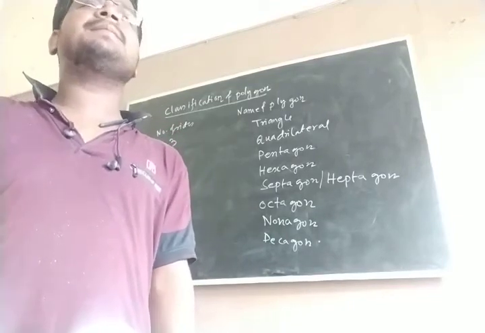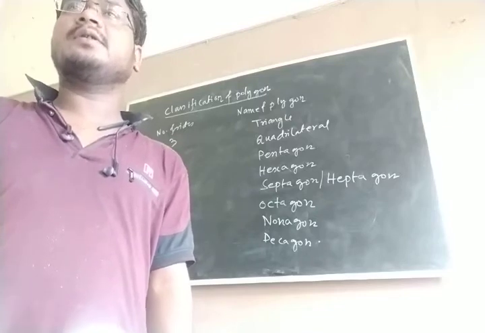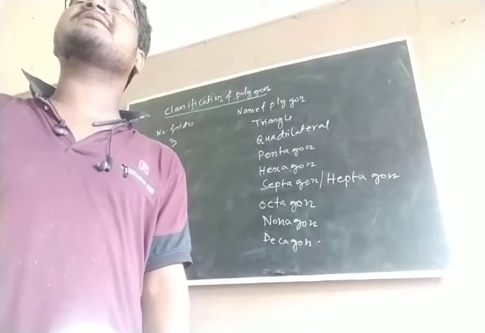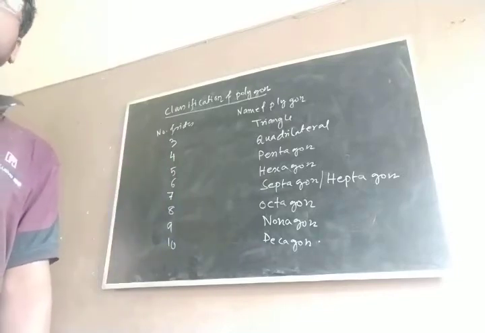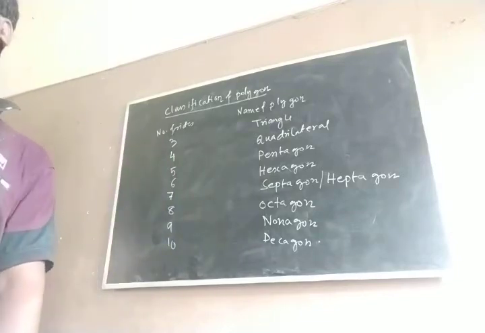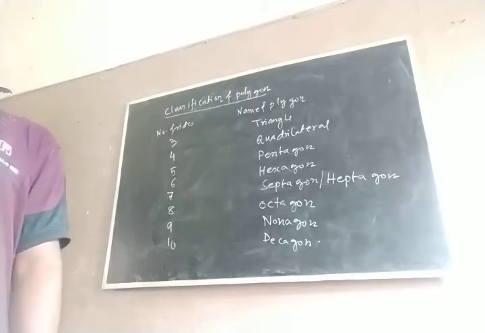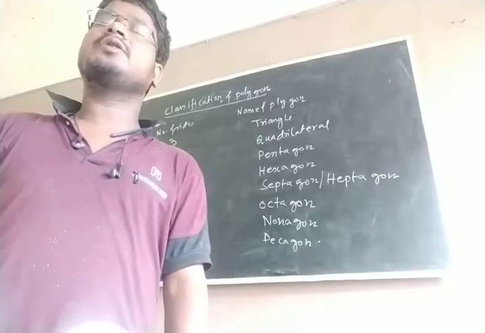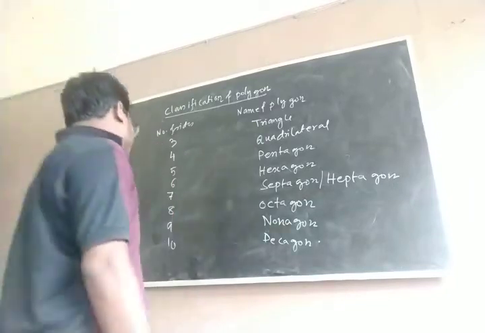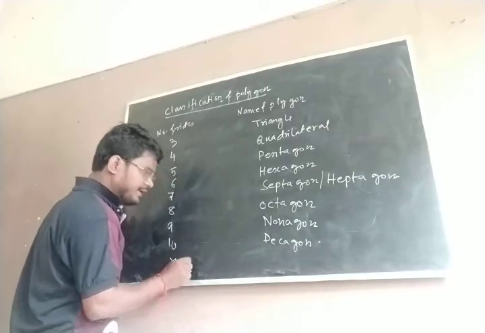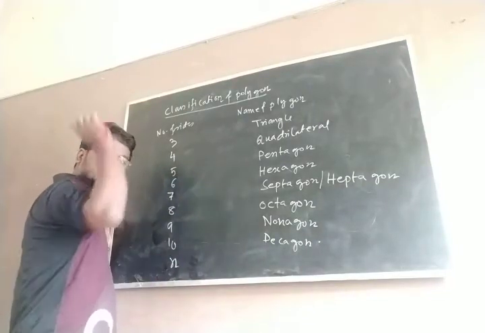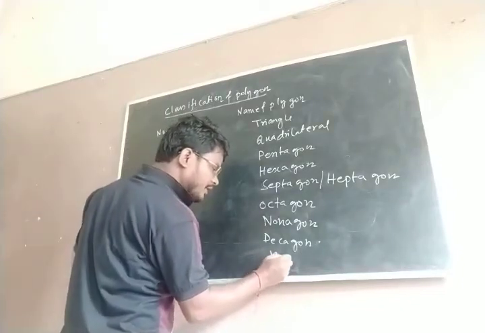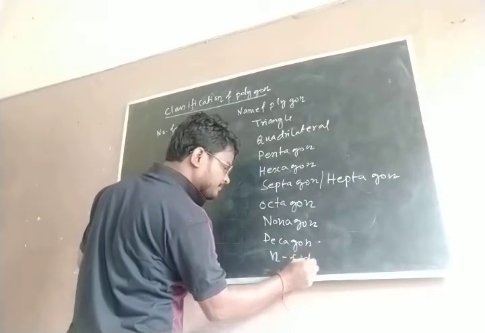After 10, if it is given 11, then we can say that it is an 11-sided polygon. Then a 12-sided polygon, a 13-sided polygon. There are no special names. After 10, they call it an n-sided polygon. If the number of sides equals n, then we call it an n-sided polygon. So write n, if the number of sides equals n, may be 11 to any number, then it is called an n-sided polygon.